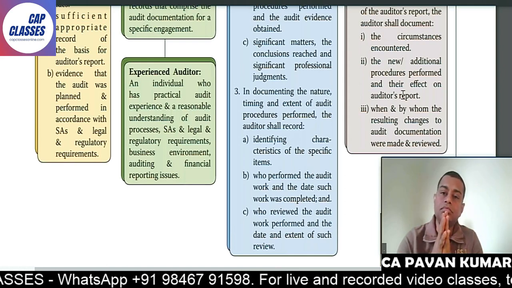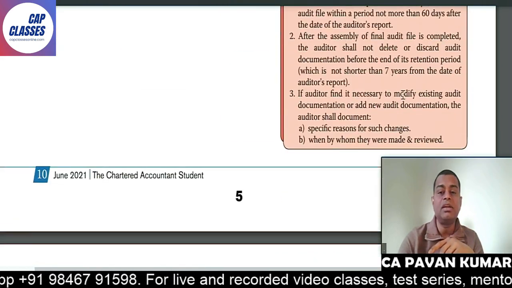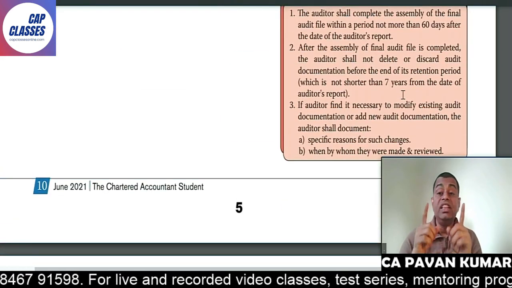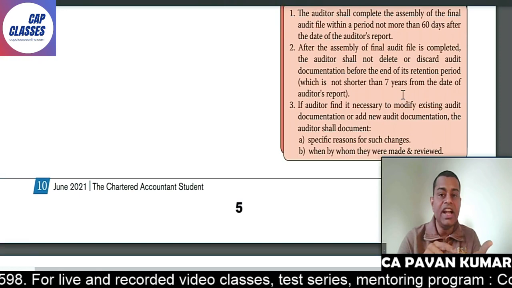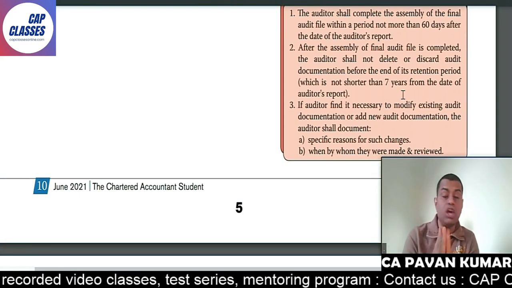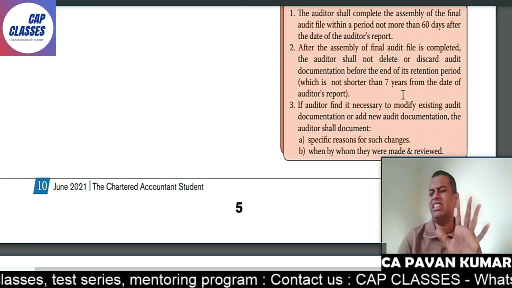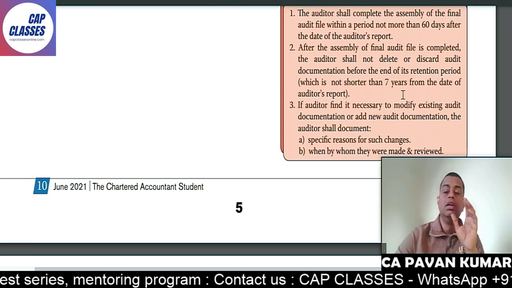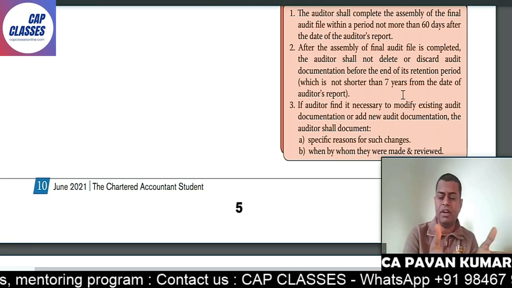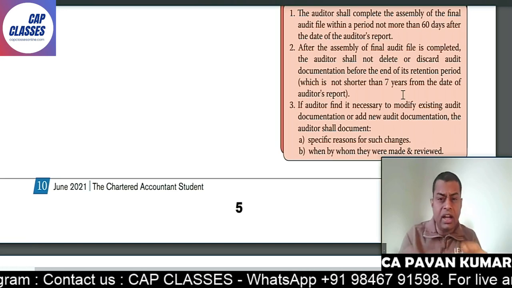That's all. Then the last thing, very, very important from the exam point of view. Within 60 days from the date of the audit report, you should complete assembling the audit file, because you have, for example, 700 papers. These 700 papers belong to different folders. So collect it, sort it, store it, keep it like this.